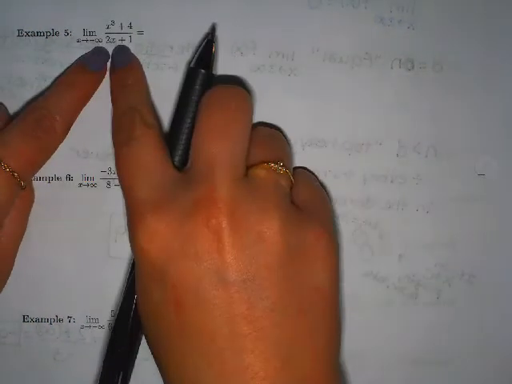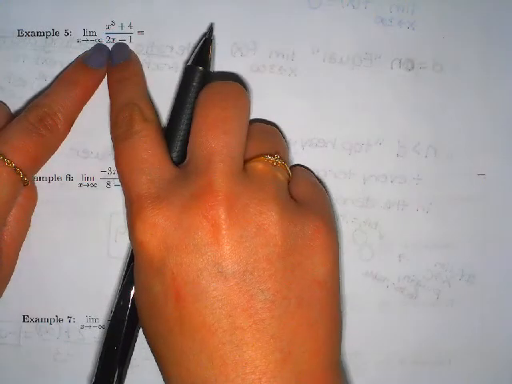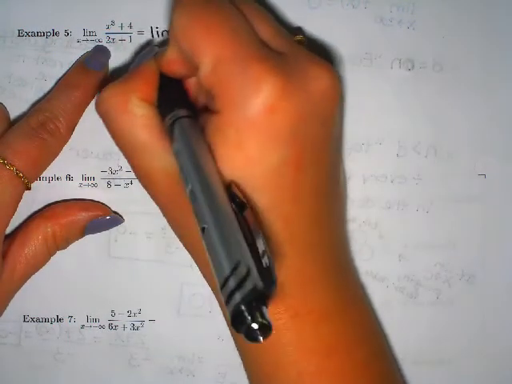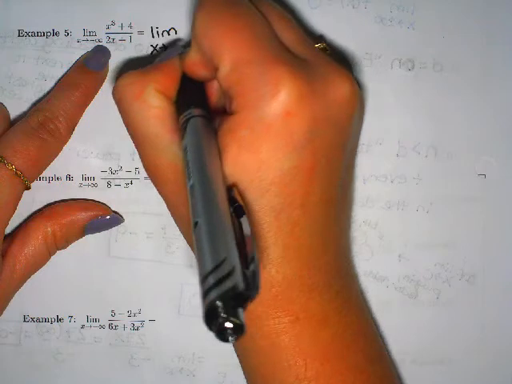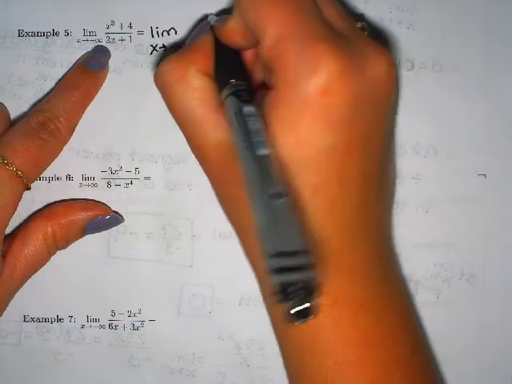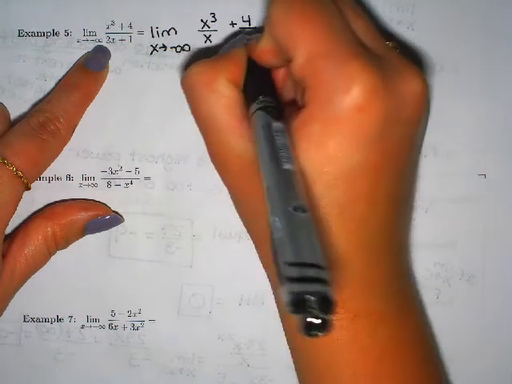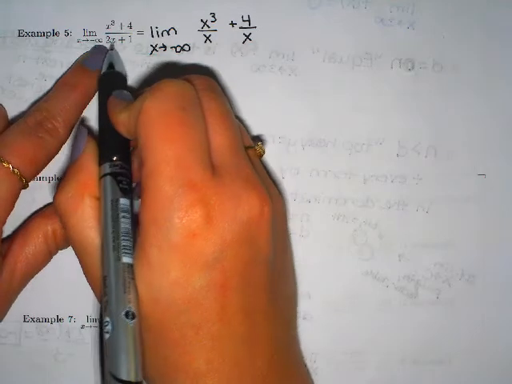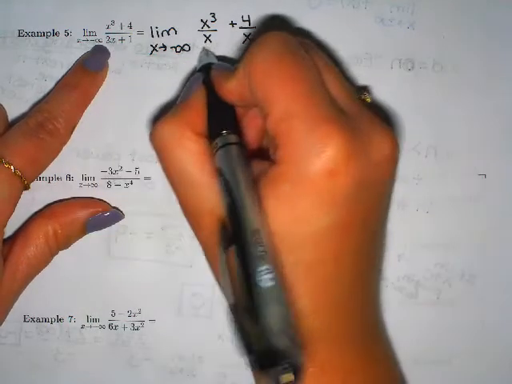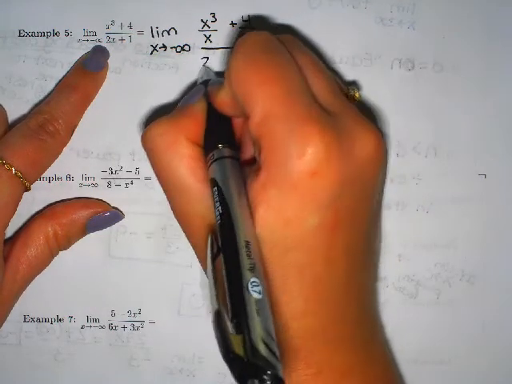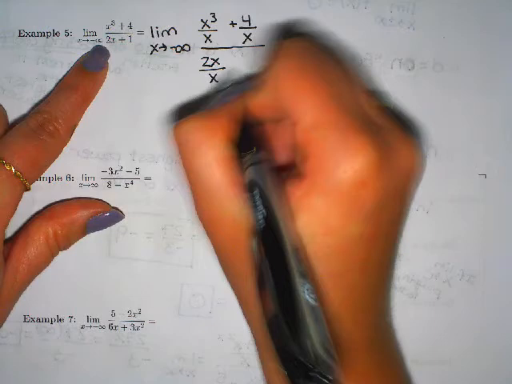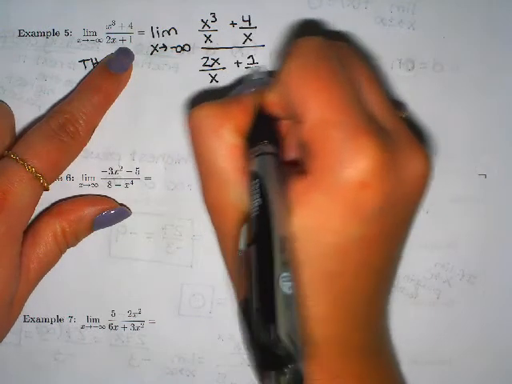Next thing you need to do, because it's top heavy, the answer is infinity or negative infinity, but we're going to divide everything by the highest power of x in the denominator. So we're going to divide everything by a regular x. So I'm going to take the limit as x goes to negative infinity, and I'm going to do x cubed over x plus 4 over x. Remember, you don't want to take that coefficient with you. You can take the 2x with you. It just makes everything a little bit harder than it has to be. So then we're going to have 2x in the bottom divided by x, and then plus 1 over x.